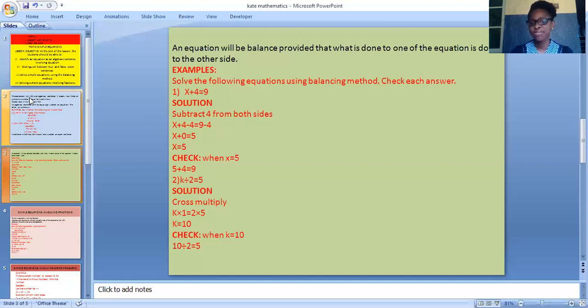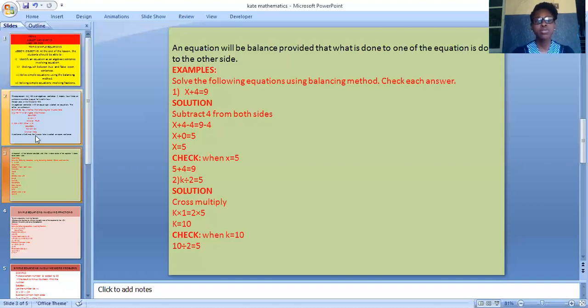So let's check if our answer is correct. k divided by 2 is equal to 5. k is equal to 10. So 10 divided by 2 will give us what? 5. So our answer is correct.